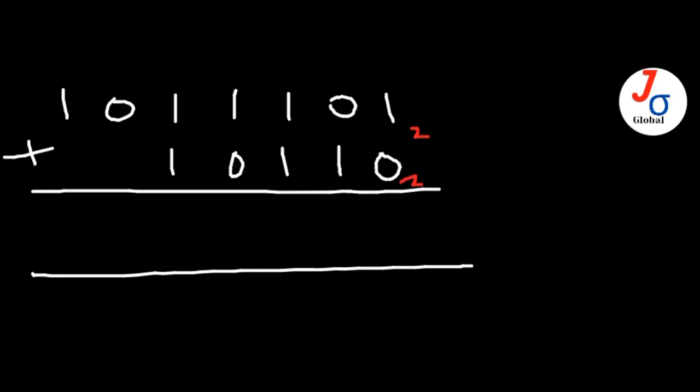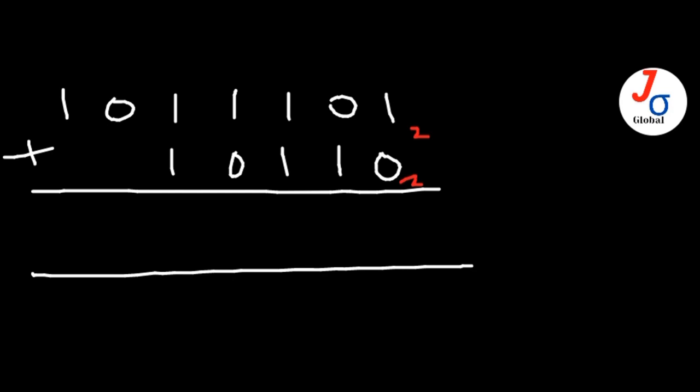One of the rules is that when you add up two or more digits together, the result must be less than 2. If it is greater than or equal to 2, then you have to divide by the base, which is 2 in this case. So let's look at this. Start from the right hand side.